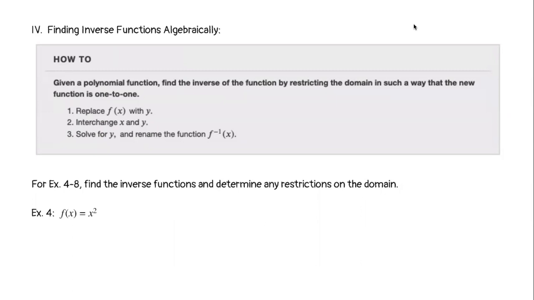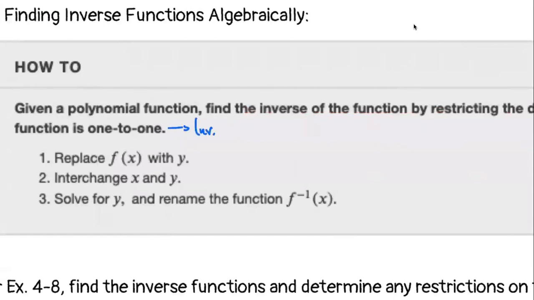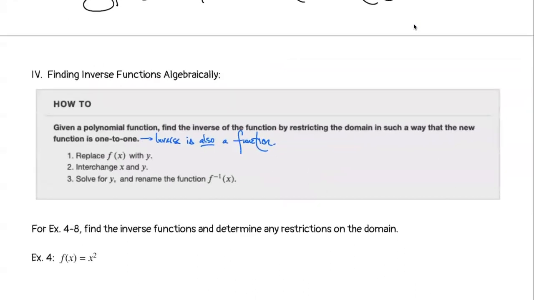So here we say, how do we find this inverse function algebraically, right? Given a polynomial function, we find the inverse of the function by restricting the domain in such a way that the new function is something we call one-to-one. Now, one-to-one, my friends, just means that the inverse is also a function. So when someone says that a function is one-to-one, it means that the inverse is also a function, okay?